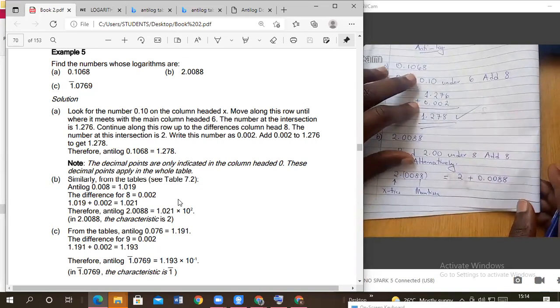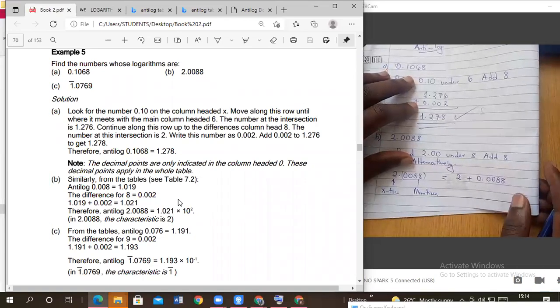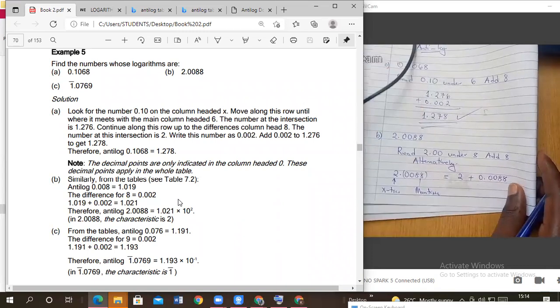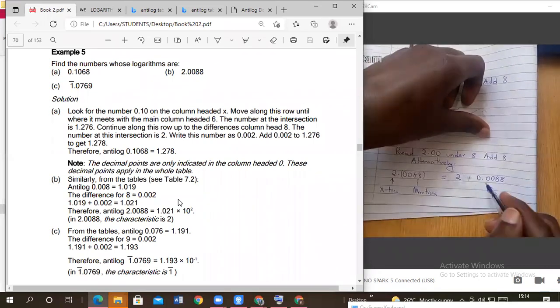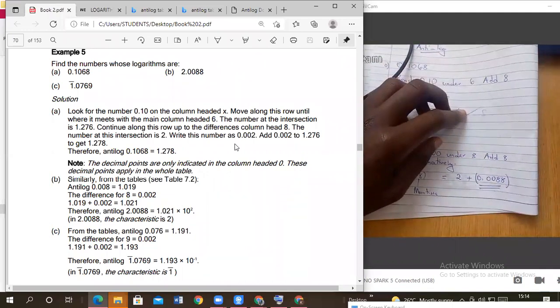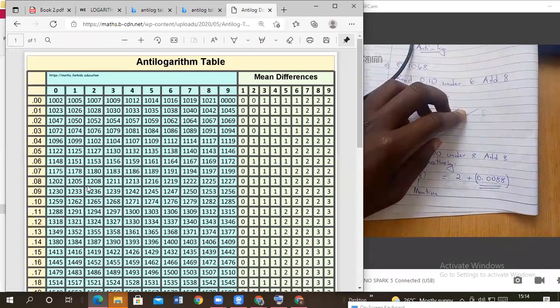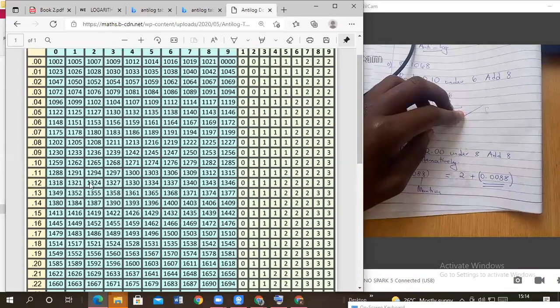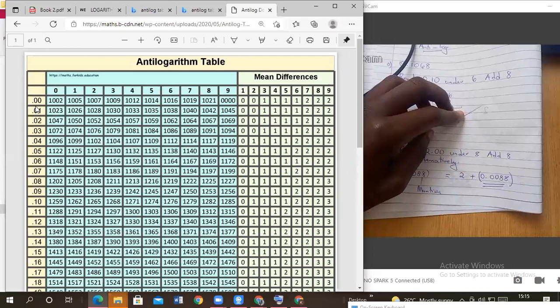Now, if you remember very well, go back to your table. Let's go back to our table and read this one. What do you get? We have 0.00 under what? Under 8. What is the answer? It is 1.02.